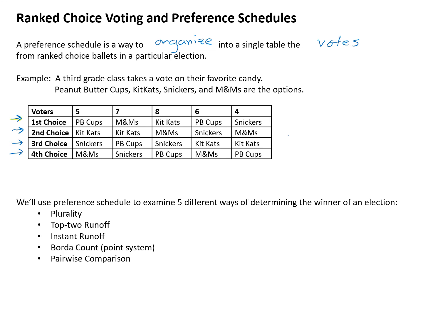voting on candies. So this is a preference schedule, and it can be helpful for us in terms of analyzing voting methods. So we're going to look at 5 different types of voting methods in this section, and we're going to use preference schedules to be able to examine the votes more closely. So the 5 types of voting methods we're going to look at are plurality, top 2 runoff, instant runoff. So we're going to look at 2 types of runoff: Borda count, which is a point system balloting system, and then pairwise comparison. So these are the 5 methods we're going to examine.